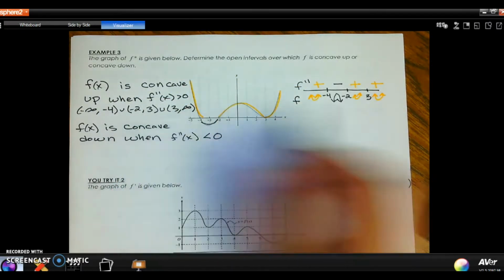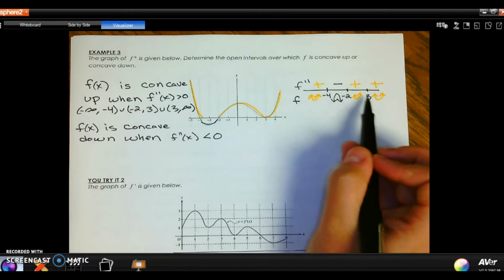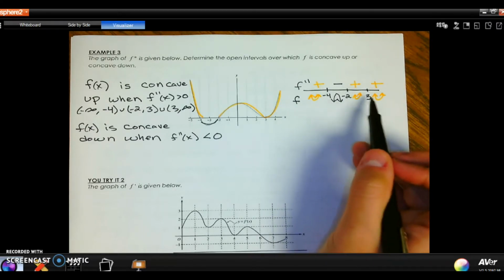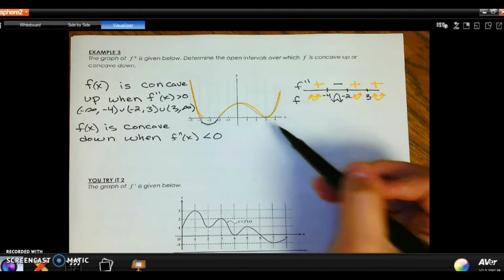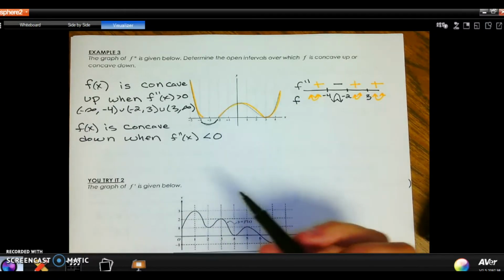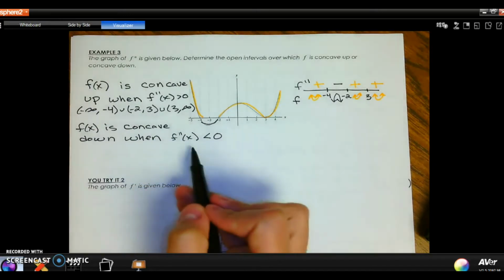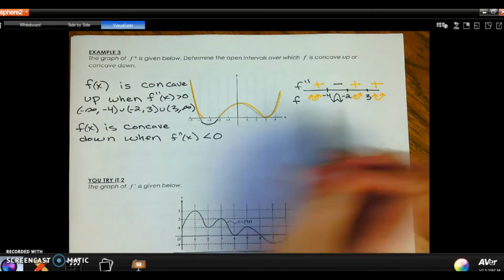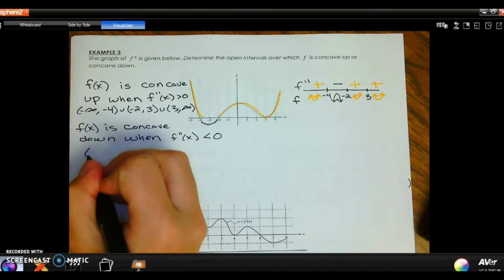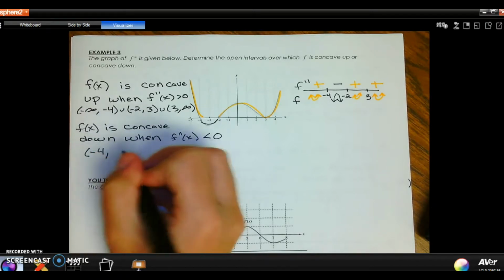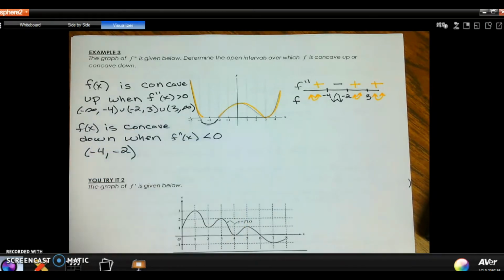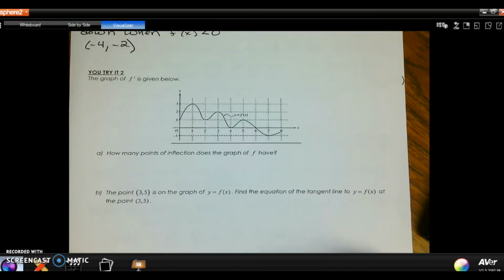And I just have that union there because there is something going on at 3, right? My second derivative does hit 0 there, but it just bounces and then it's still concave up there. And it's concave down when the second derivative is negative, so that's going to be just this part. So that is from -4 to -2. That's my only interval of concave down. Okay, all right, so then we've got this problem here.